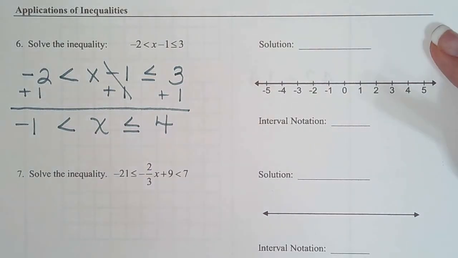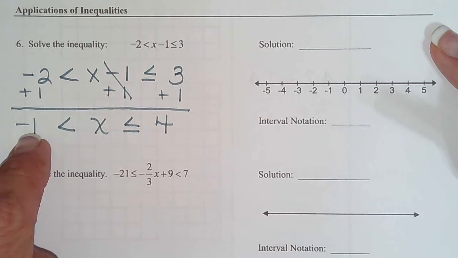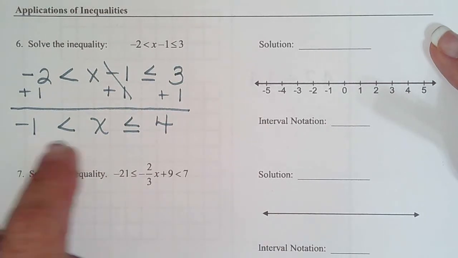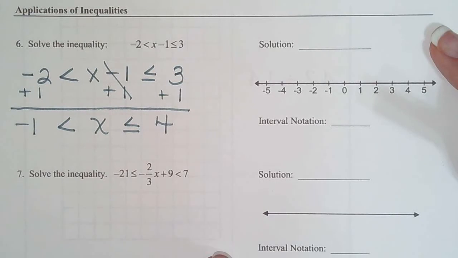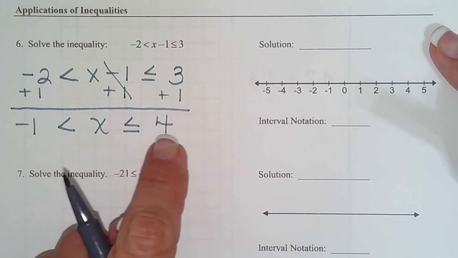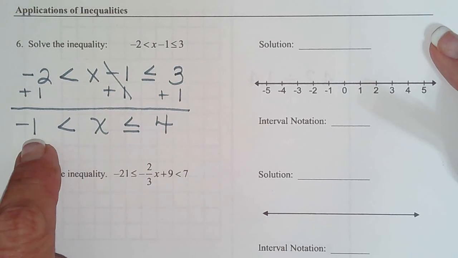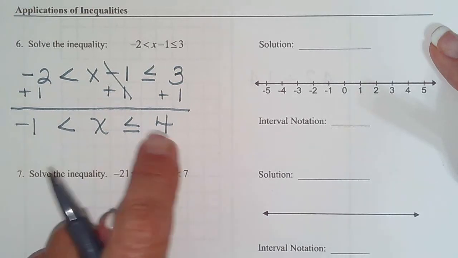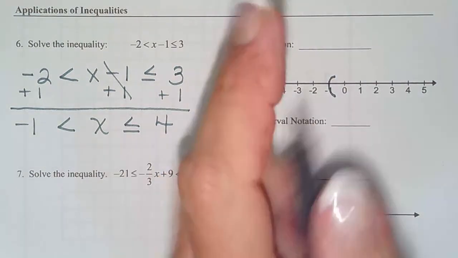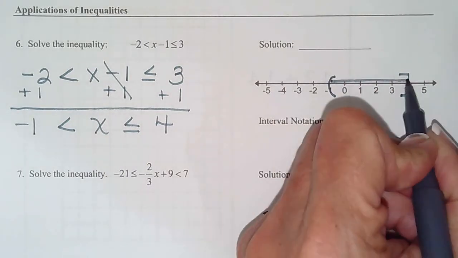So x is between -1 and 4, including 4. So x is between, because see how it's in the middle? So a lot of students go, I don't know how to graph that. Well, if you think of it as being in the middle, it's all the shading in between -1 and 4. So -1 is going to get a parenthesis, and 4 is going to get a bracket because of the equal sign. So I go to -1, I do a parenthesis. I go to +4, I do a bracket, and then I shade in between.